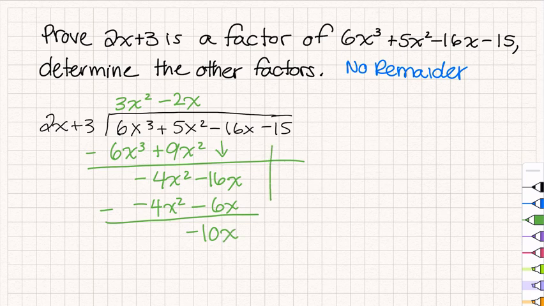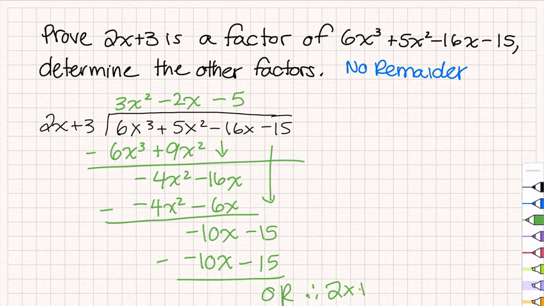We're going to bring down the negative 15. One more time. So negative 10x divided by 2x gives me negative 5. I'm going to multiply negative 5 by 2x plus 3. And we get negative 10x minus 15. When we subtract, we get 0 and 0. So therefore, 2x plus 3 is a factor.